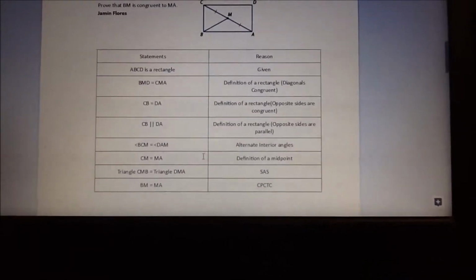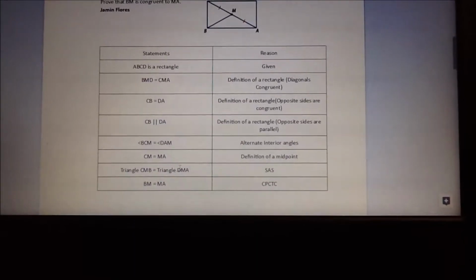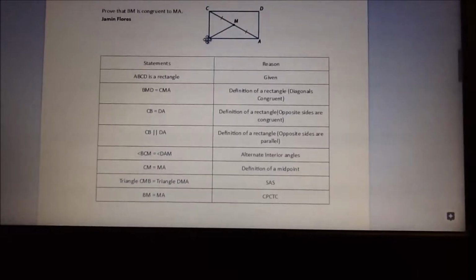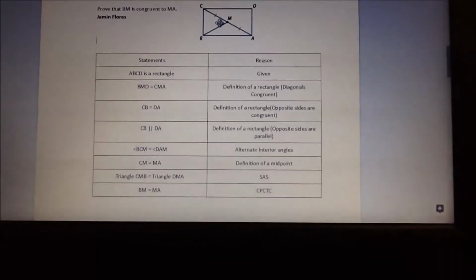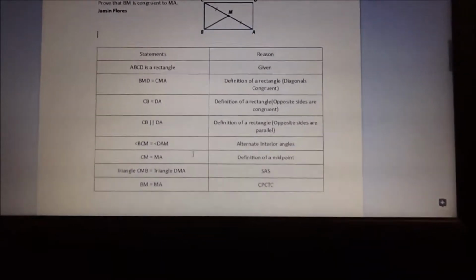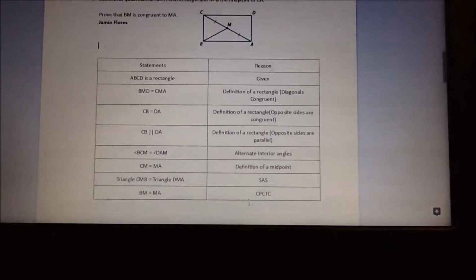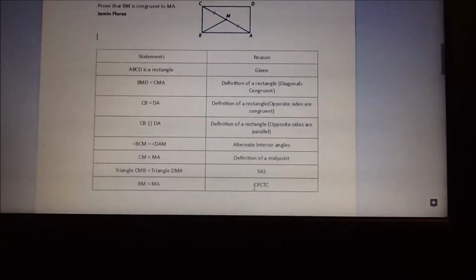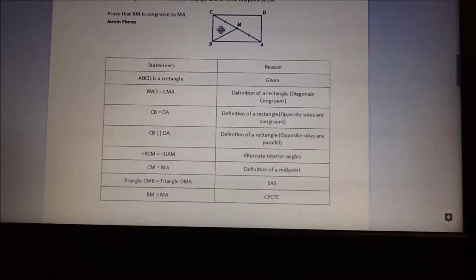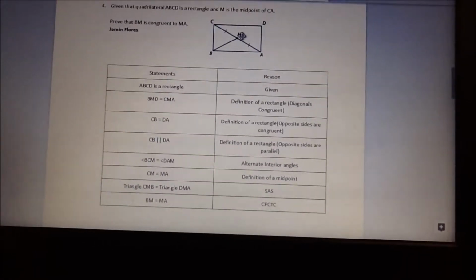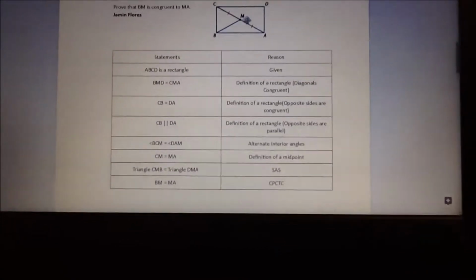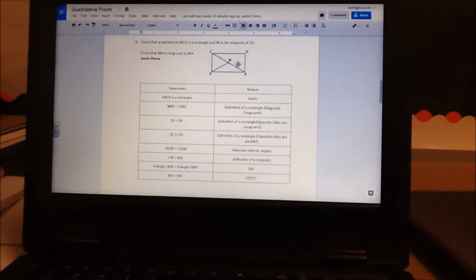And then triangle CMB and triangle DMA are going to be congruent through side angle side. And then to prove that BM is congruent to MA, it's just congruent parts of congruent triangles are congruent because the triangles are both congruent and they share sides. So there, BM equals MA.